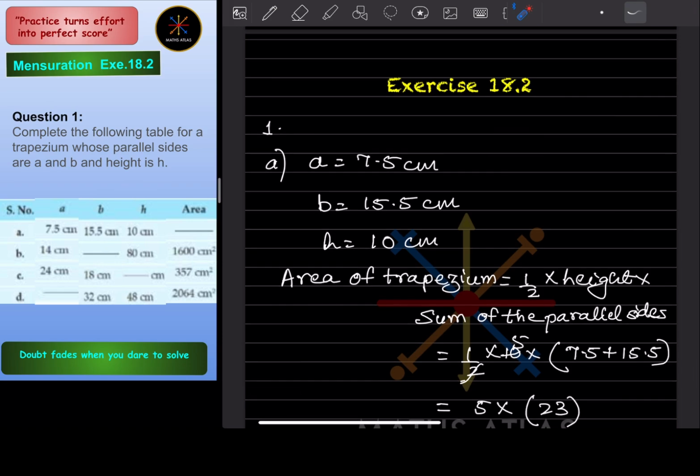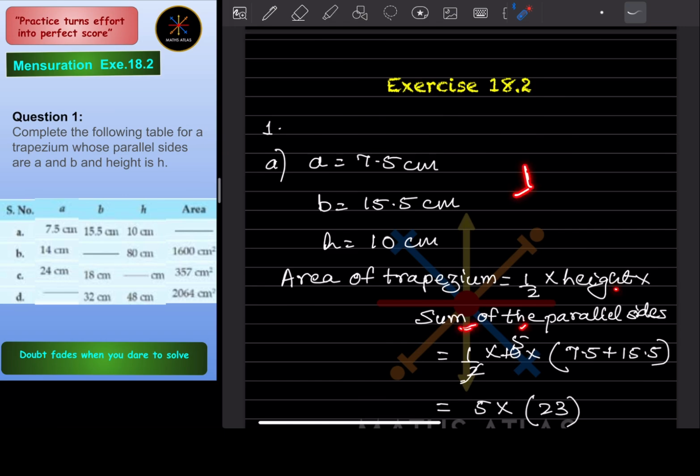So here A is given, that is 7.5, B is given as 15.5, and h is given as 10 centimeter. We have to find the area of the trapezium, because the area is not given, that is the question mark over here. There is only one formula for this whole exercise, that is, area of trapezium is half into height into the sum of parallel sides.